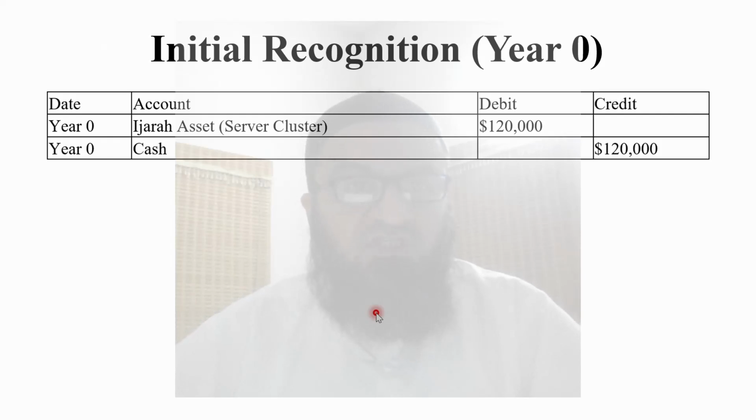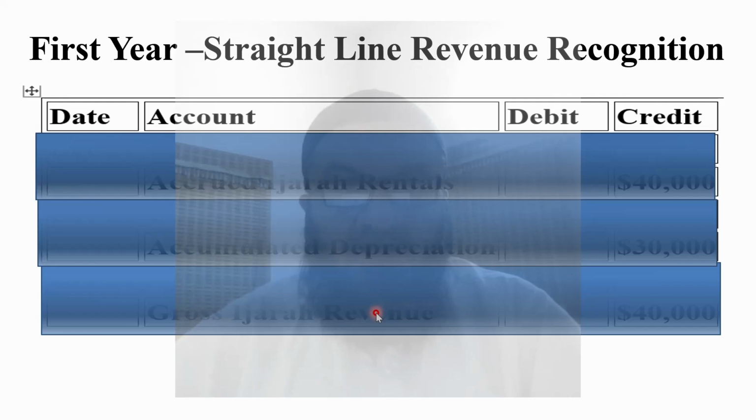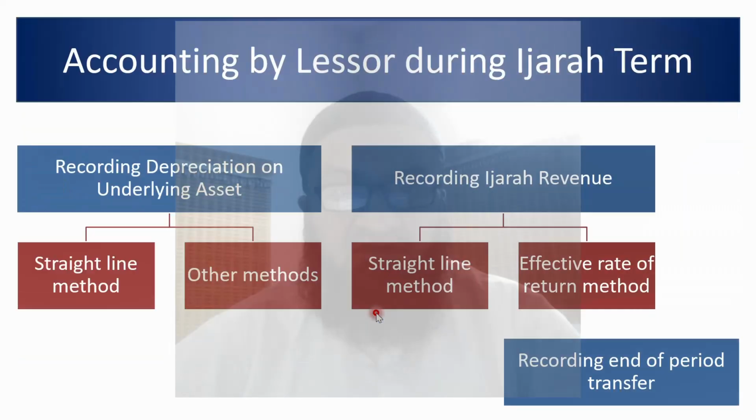So recording the asset: the Ijara asset has to be debited, recorded on the left hand side of the equation from the accounting equation perspective, and another asset, cash, has to be reduced or credited. Now for the accounting for the first year, in which we have to record different Ijara related transactions, again there can be two methods as we discussed in this slide.